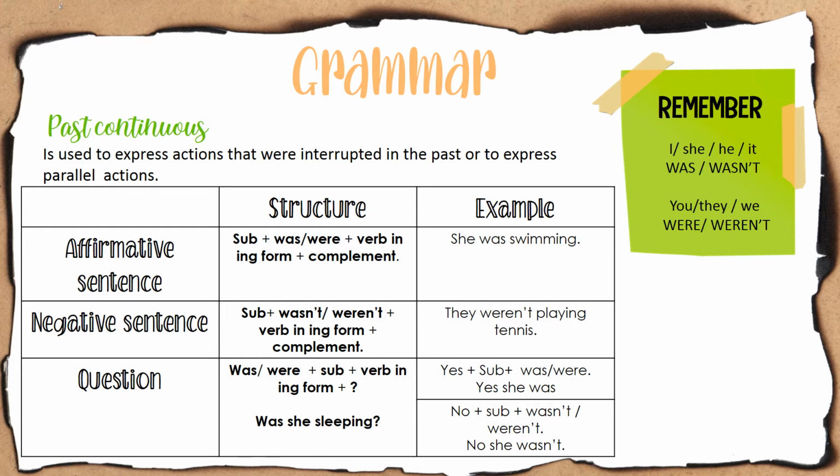And we are going to have 2 possible answers. For affirmative answer, the structure will be yes plus subject plus was or were. And for negative answers, the structure will be no plus subject plus wasn't or weren't.